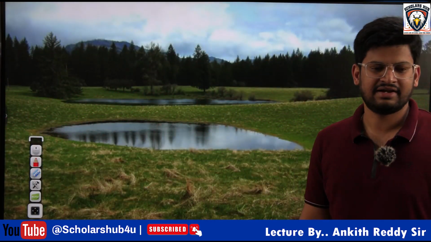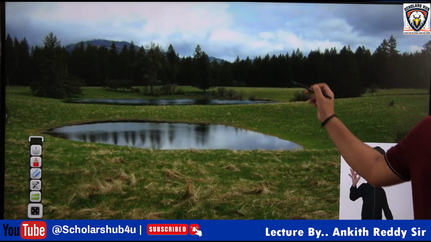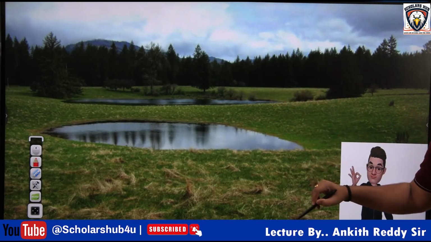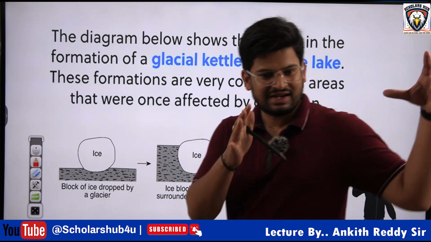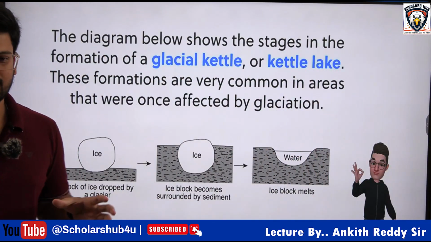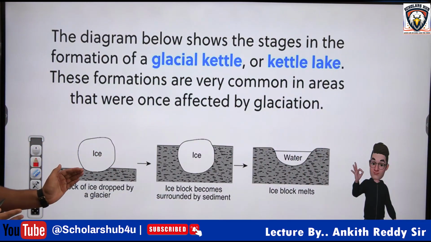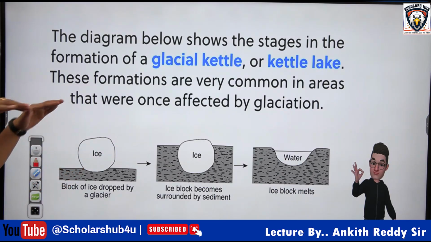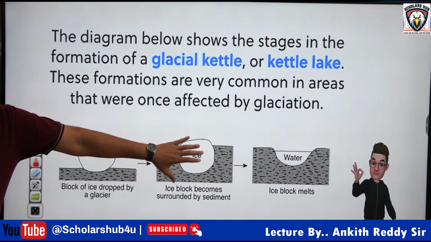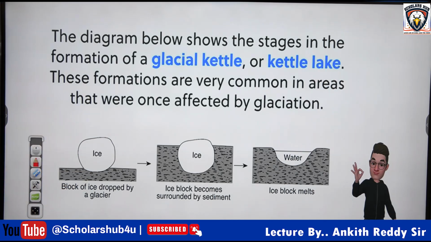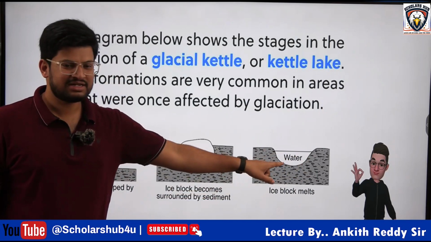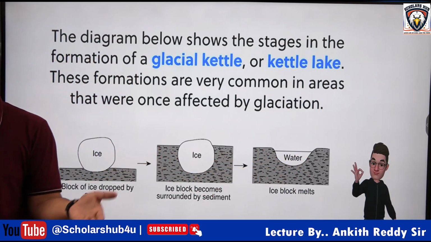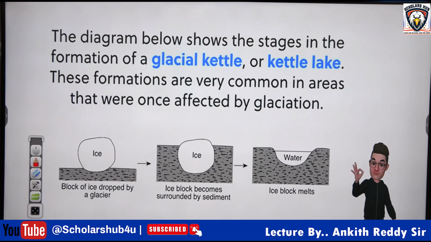lakes. These kettle lakes we also see in the glacial landform region. How does it form? Simple. When the glacier moves, it has huge blocks of ice. All the sediments will be deposited along the ice. After some time, what happens? The ice will melt and it will form into water. It forms a depression. Now a depression filled with water is called a lake.